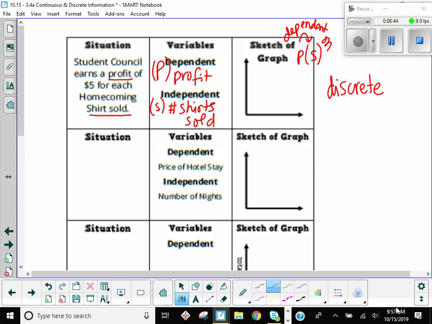And then labeling your graph, what goes on the horizontal axis? Number of shirts sold. The S goes down here. And on the vertical is the profit, P.